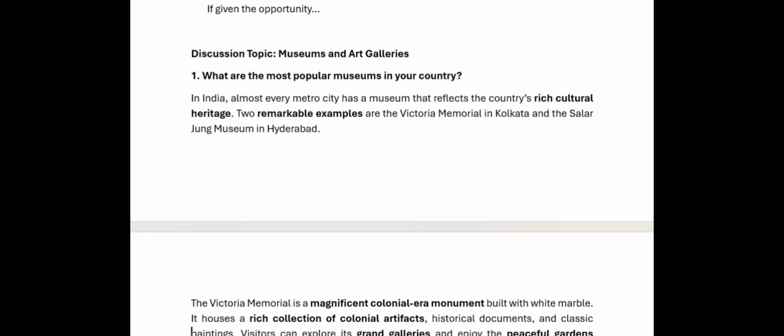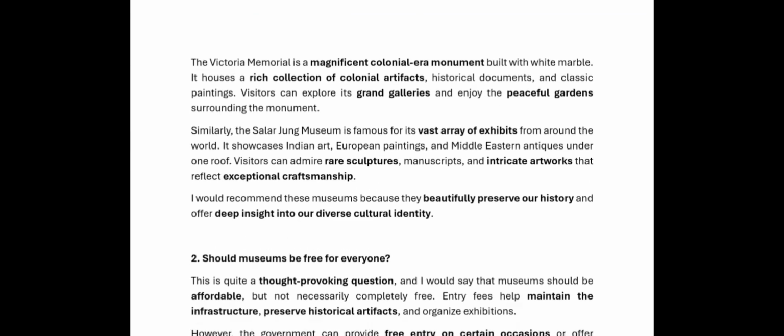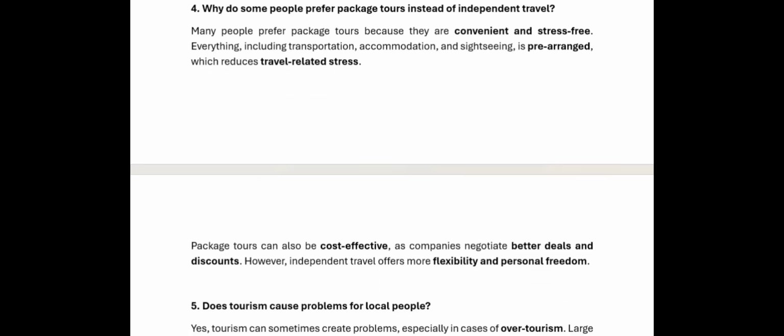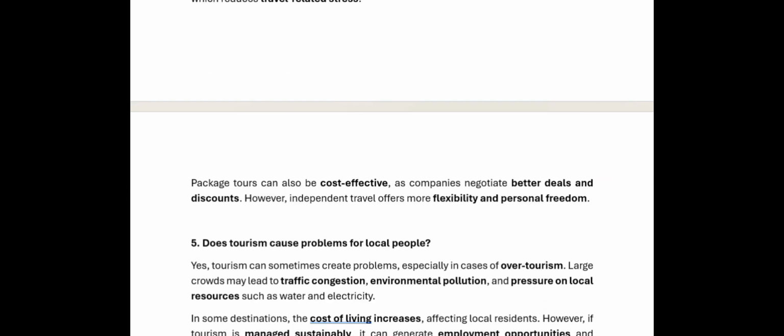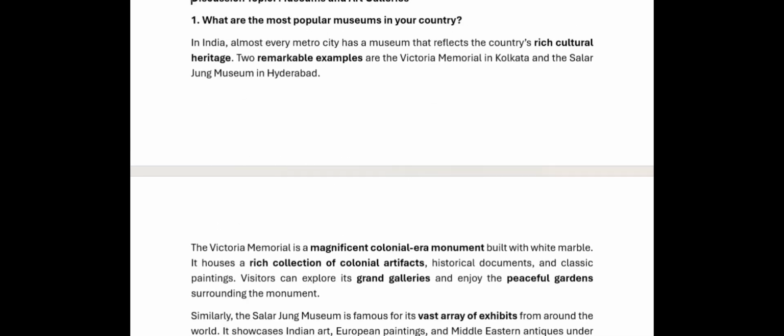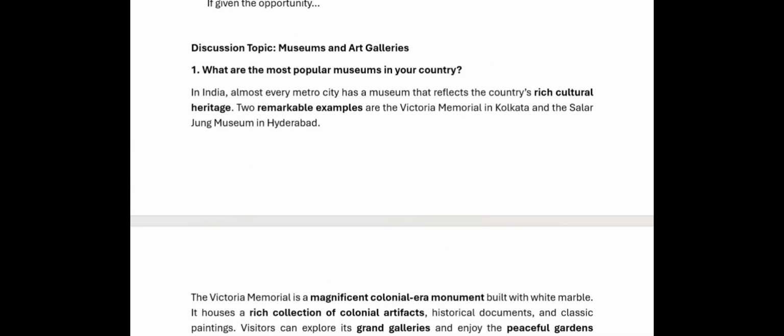Let's start. Here we have the sample answers and also the vocabulary is highlighted. You can copy the vocabulary for your own sample answers. Let's begin. Follow-up round question number 1. What are the most popular museums in your country? In India, almost every metro city has a museum that reflects the country's rich culture and heritage.